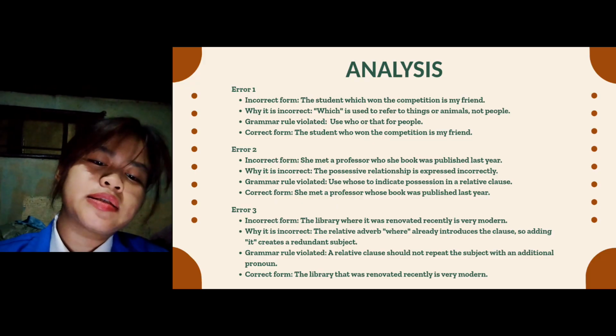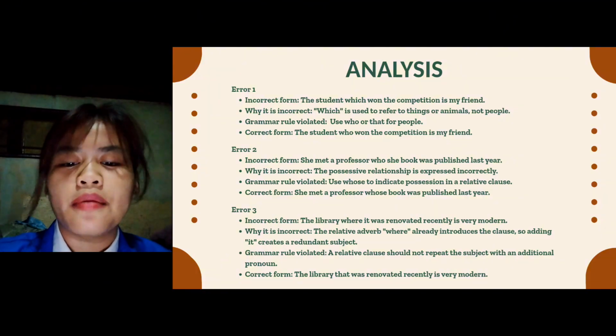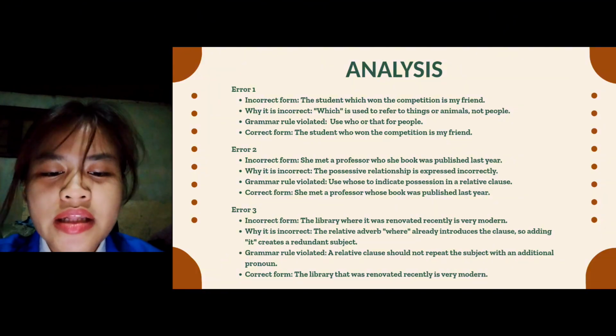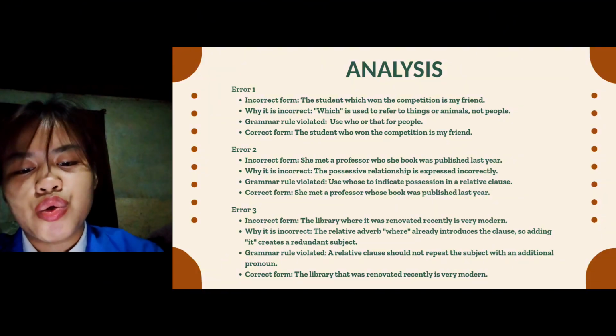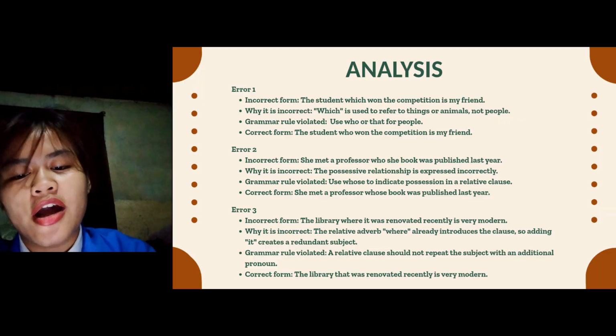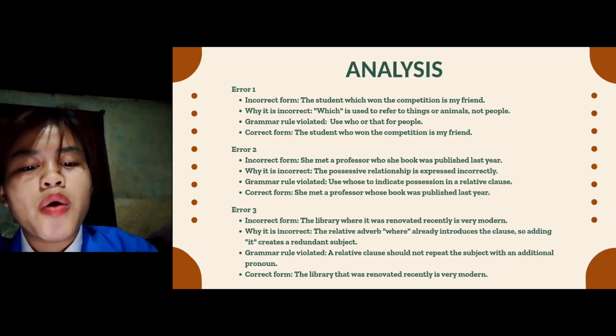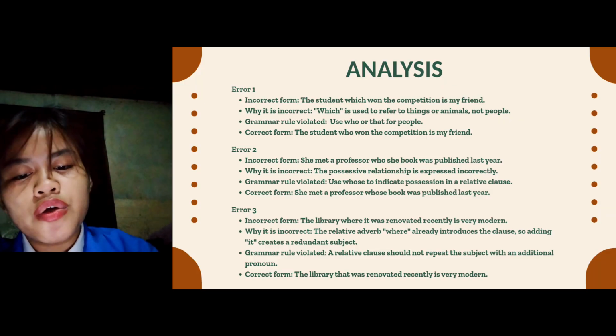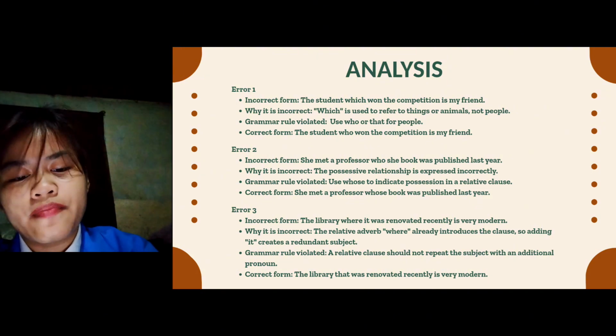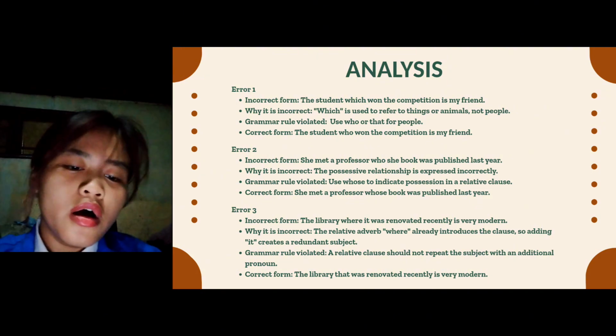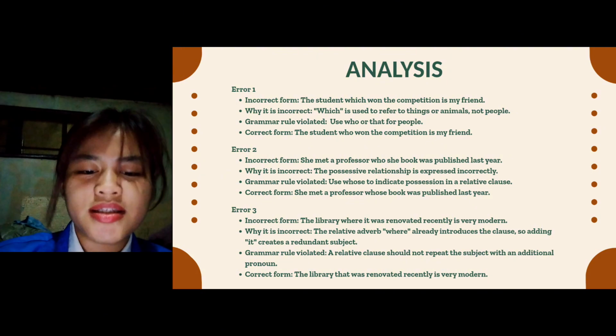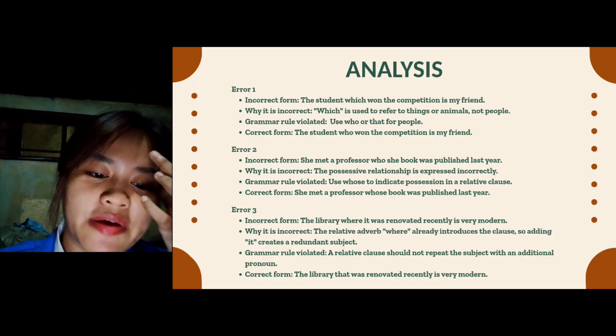Incorrect form: the student which won the competition is my friend. Why is it incorrect? Which is used to refer to things or animals, not people. Grammar rule violated: use who or that for people. Correct form: the student who won the competition is my friend.